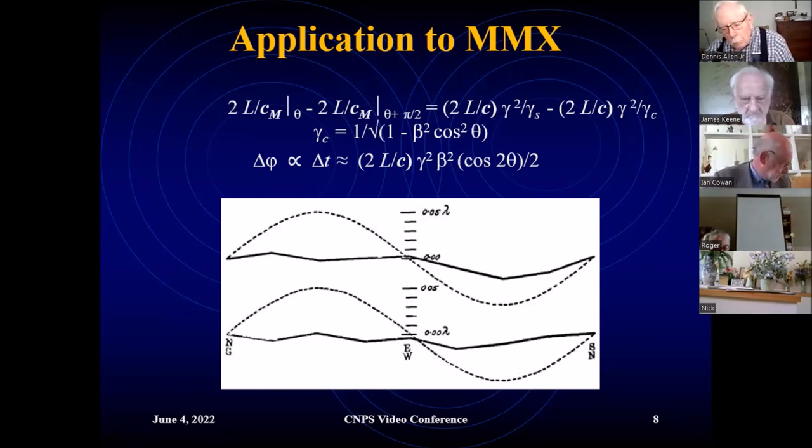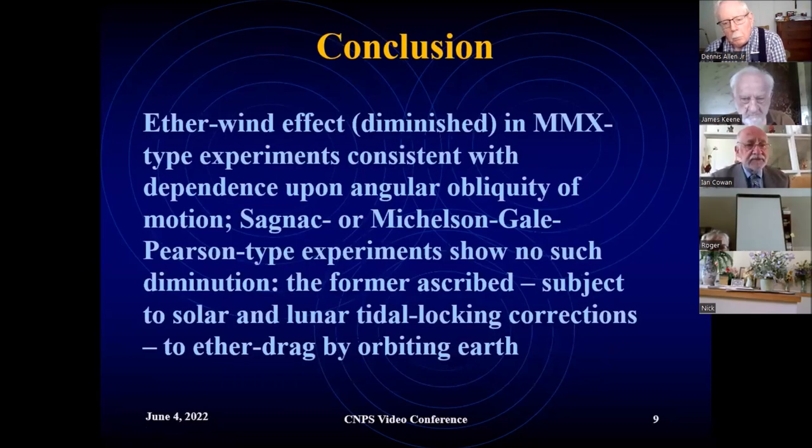Let's just conclude now. We're still within time, I think, but conclusion. So basically what I've done, and as I say, this is a very quick presentation, but it is following on from my earlier presentations, which probably we need to go into if we want to get a full picture. So I say that there's an ether wind, but it's very, very much diminished in the Michelson-Morley type experiments. It's consistent with the dependence upon angular obliquity of motion. So in other words, if there were no angular obliquity, those lines should be just straight along the x-axis with no variation.